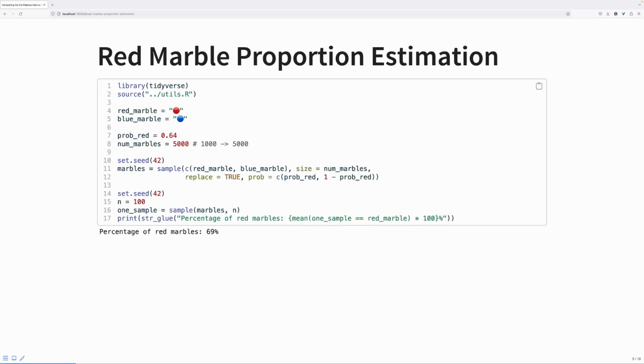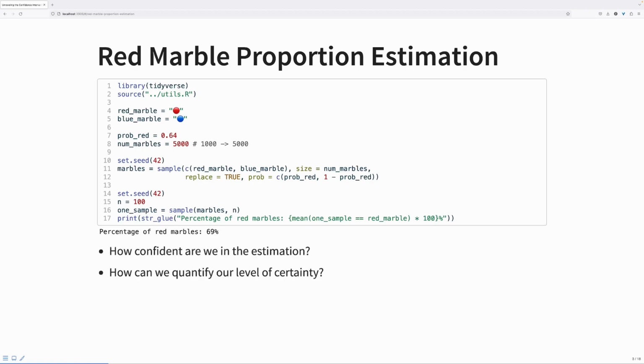Let's revisit the red marble proportion estimation problem. This time I increased the number of marbles from 1,000 to 5,000. Then we take a sample of 100 marbles and calculate the proportion of the red ones, which is 69%. So this 69% is our point estimate, the estimate of the proportion of the red marbles in the entire bag.